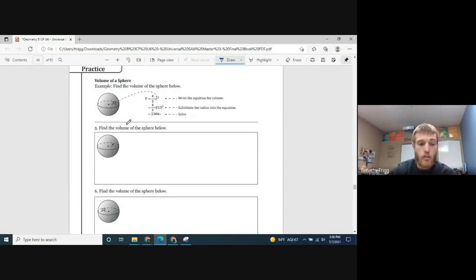Now for volume, I'll do number 5 with you, and I expect you to do number 6 on your own. So for volume of a sphere, we're going to be using the formula 4/3. You got to know these formulas, by the way, for this one. 4/3 pi r cubed. So that'll be 4/3 times pi times our radius, that's 4, to the power of 3. So 4 to the power of 3, that means 4 times 4 times 4. And then times 4 divided by 3. So that gives you that this sphere has a volume of 85.33 pi. Okay, that's the volume of this sphere.